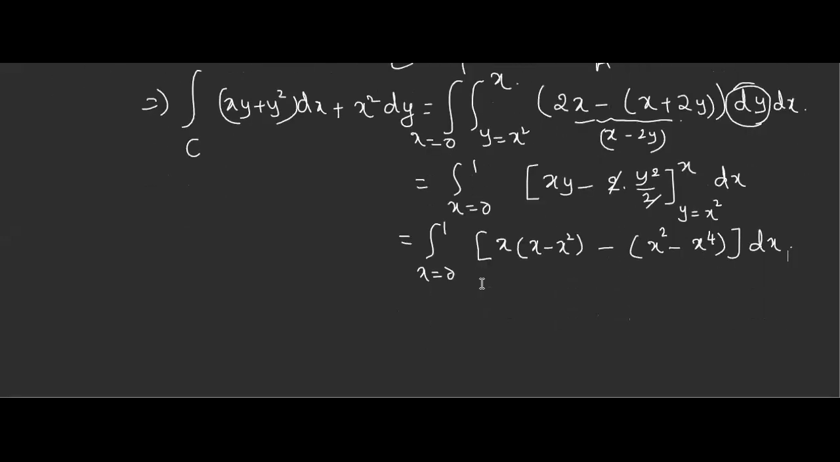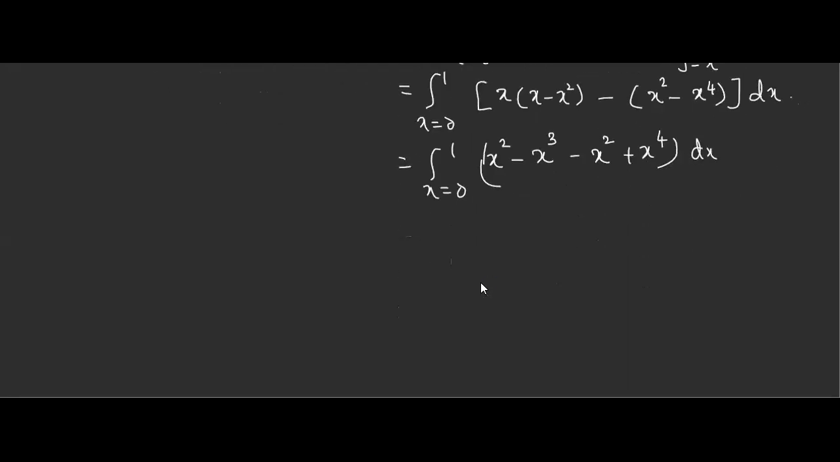Just simplify. All the terms are in terms of x. So x is varying from 0 to 1. x into x is x square. x into x square is how much? x cube minus x square, minus into minus plus x raised to 4. Am I correct with the multiplication? Tell me what the simplification is now. Yes, x square can be cancelled. Now the remaining is this part.